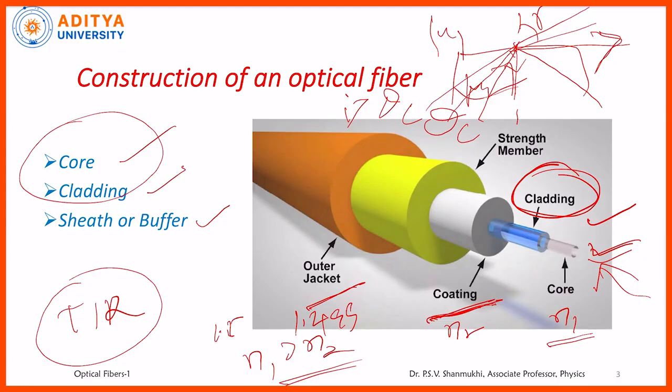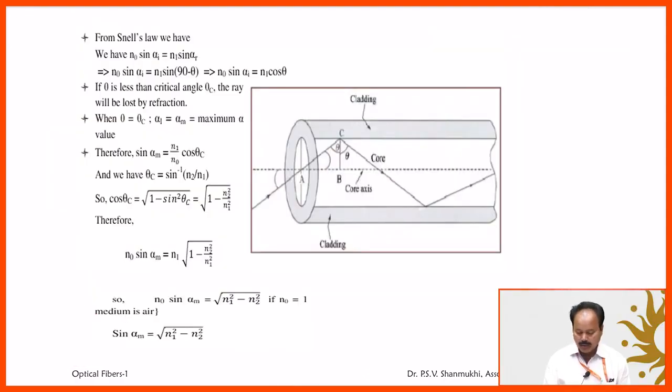You observe the core refractive index N1 and cladding refractive index N2, and N1 is greater than N2, meaning the core is the denser medium and the cladding is the rarer medium. So the light is travelling from denser to rarer, it will satisfy the condition and undergo total internal reflection within the core itself.